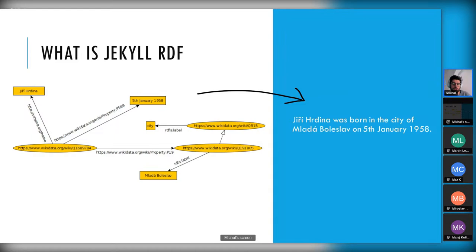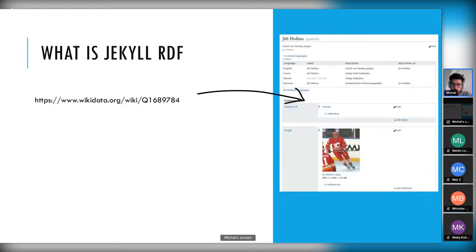But as we are teaching our students in the ontological semantic web subject, we tell them that the difference is that if you do it from this semantic web side, the computer understands the meaning of the sentence. So basically, if I look into this resource, Wikidata Q1689784, this is how it is rendered in wikidata.org.